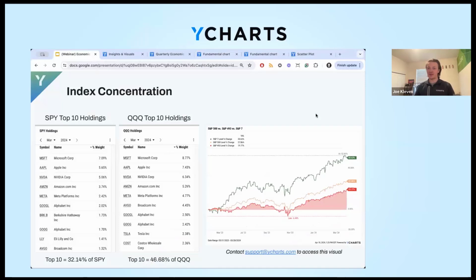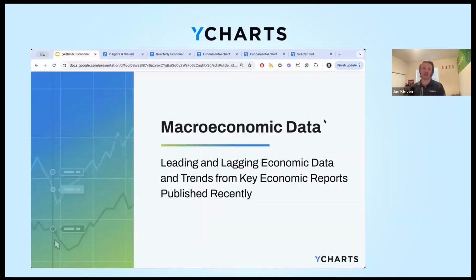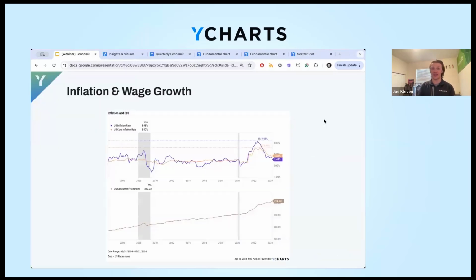Indeed we are, and we're happy to do it. Now back to the slide deck here. So moving on then to our next section, which is macroeconomic data. We're going to start things off on this section with inflation and wage growth.